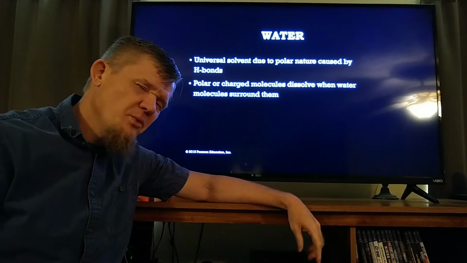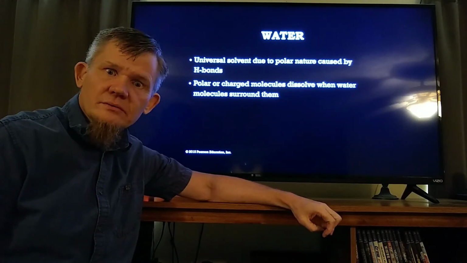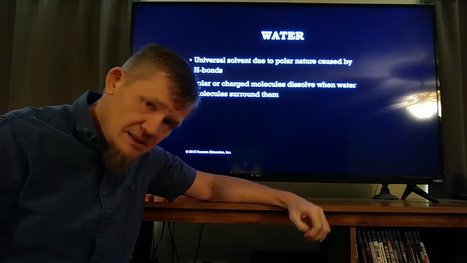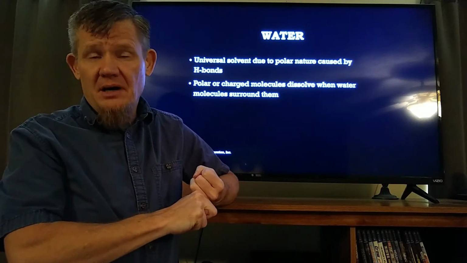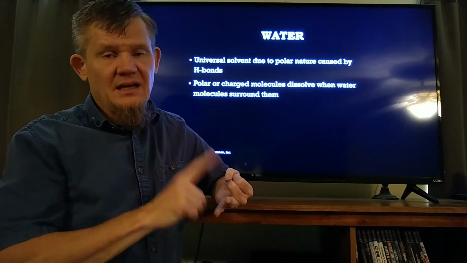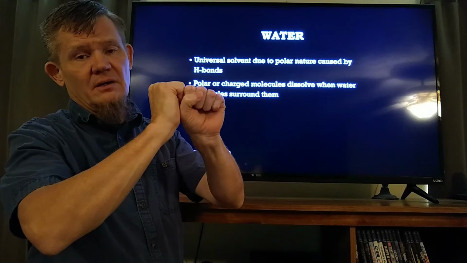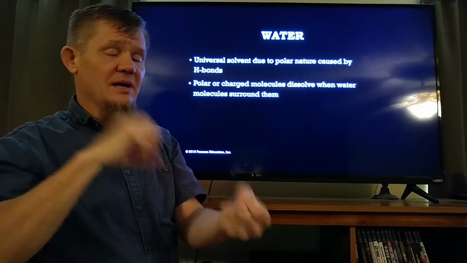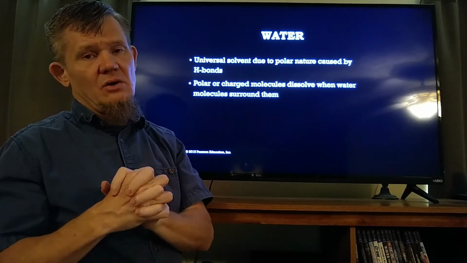Does salt mix with water? Yeah, we call it salt water. It's called the ocean. Salt does mix with water because that ionic bond between sodium and chlorine is a positive and negative. The positive on sodium is attracted to the negative on chlorine, and that's what binds them together. Because water has positive and negatives, water is able to dissolve salt.